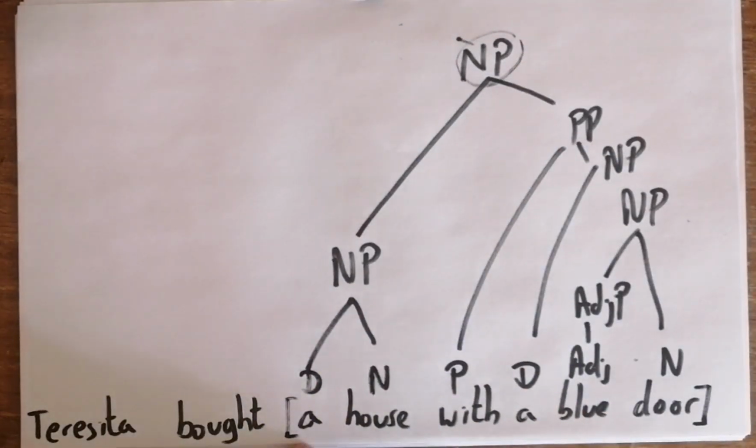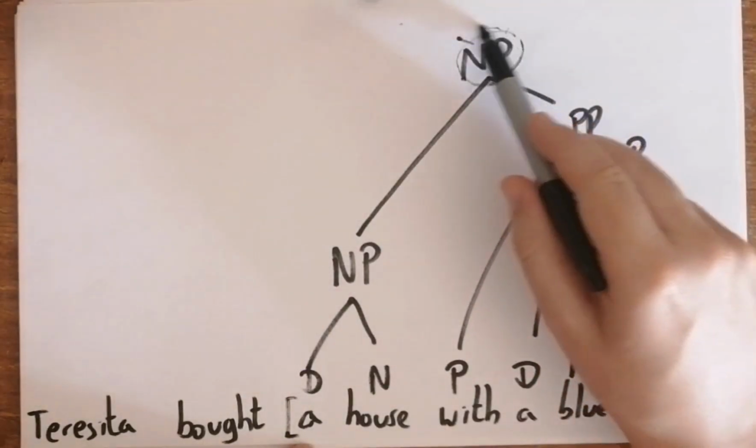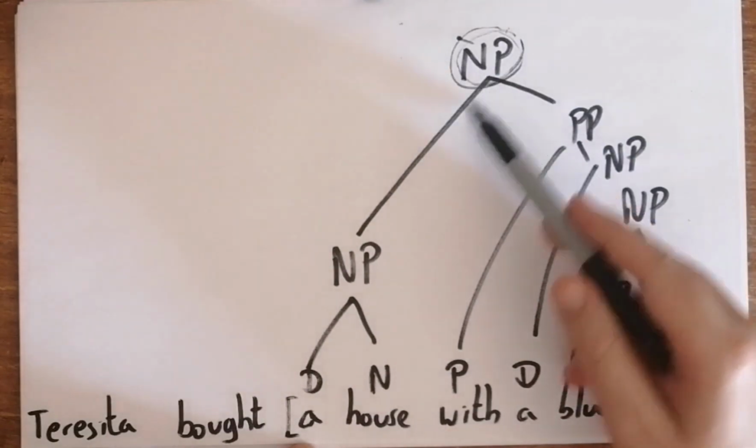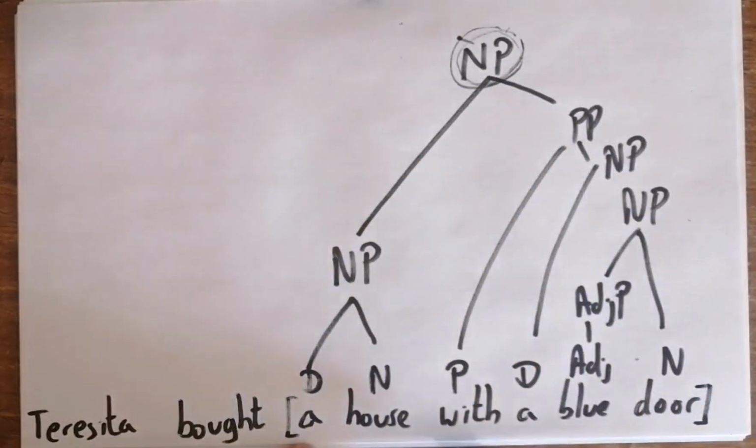So what we can see in this interpretation is that a house with a blue door is a constituent because there's one thing, this NP, that dominates all of that, a house with a blue door, and nothing else. This is what we call in linguistics exclusive domination. Okay, this NP refers to all of this constituent and nothing else.